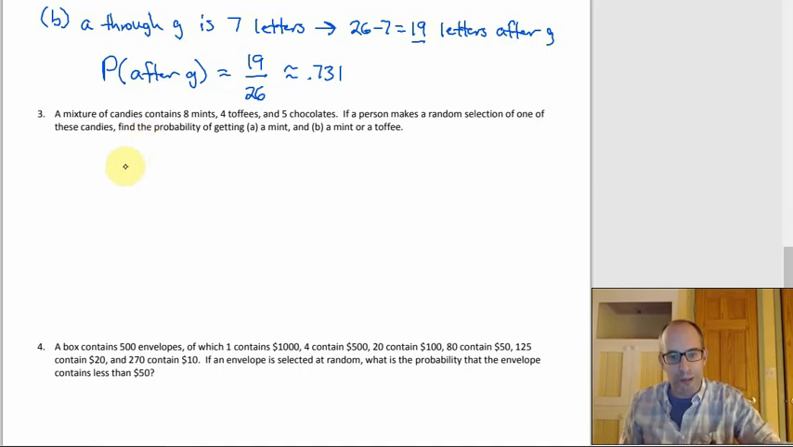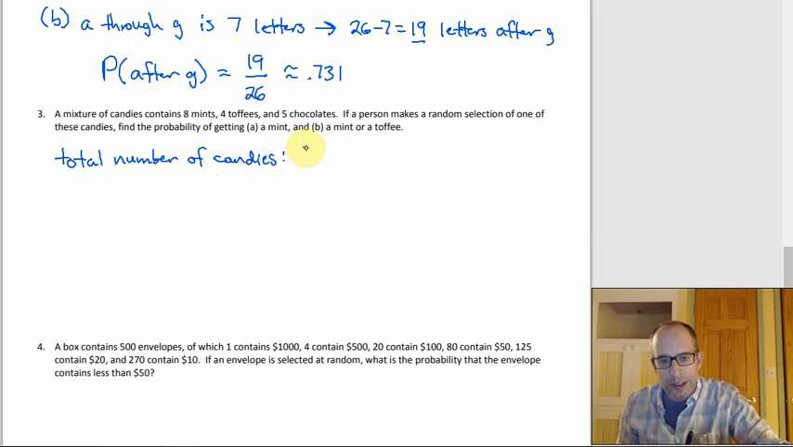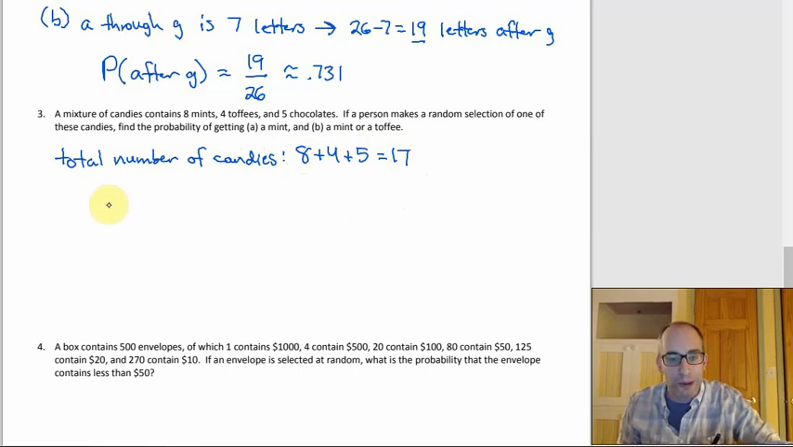So 8 plus 4 plus 5, that's 17. So we need that. The total number of candies is 8 plus 4 plus 5, which is 17. We need that because that's our denominator pretty much.